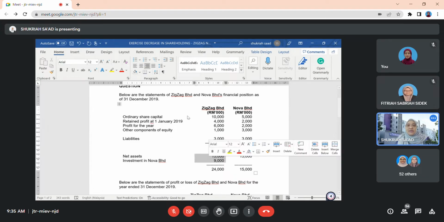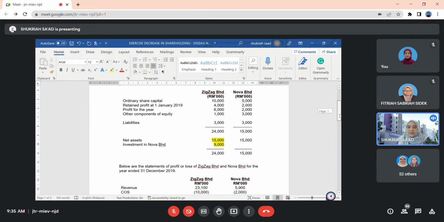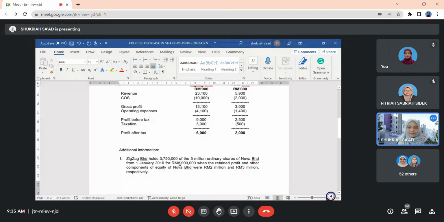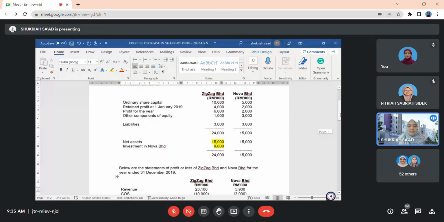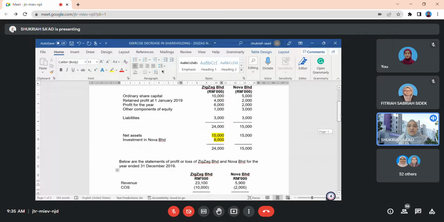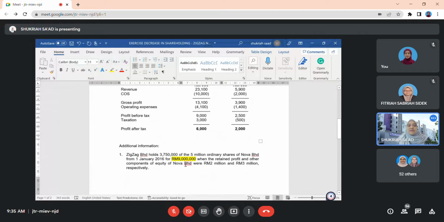Figure ni kita tukar. Saya highlight merah. Saya highlight warna kuning. Okay. So, please change accordingly. You punya ni 15 dengan 9. Kat bawah ni pun sama. 9. Right? So ada 3 tempat lah. Okay, net asset should be 15,000, investment in Nova 9,000, and then additional information number 1 is change to 9 million. Okay.